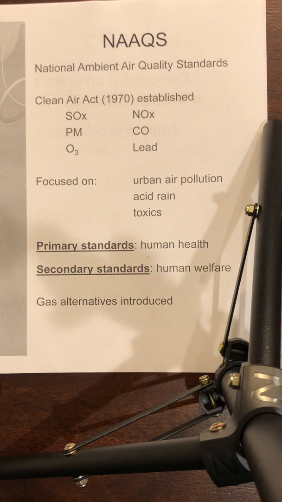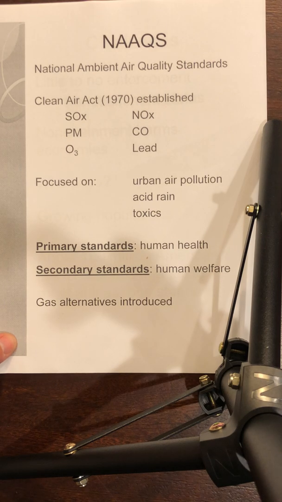So things that might reduce crop productivity or damage buildings, or if you live in an area with photochemical smog, it degrades synthetic rubber materials, so you're going to have to replace the tires on your car more frequently. Okay.